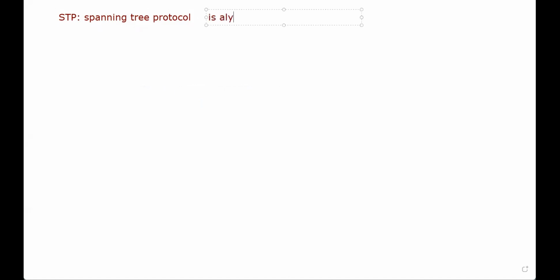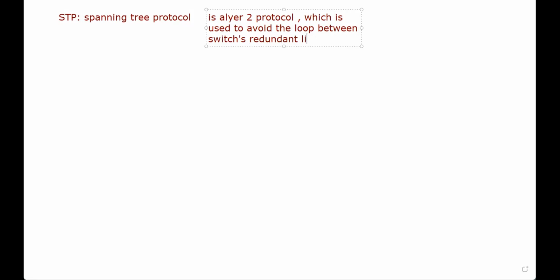STP is a layer 2 protocol which is used to avoid the loop between switches' redundant links. Redundant means duplicate links. This protocol helps you to avoid the loop between switches' redundant links.